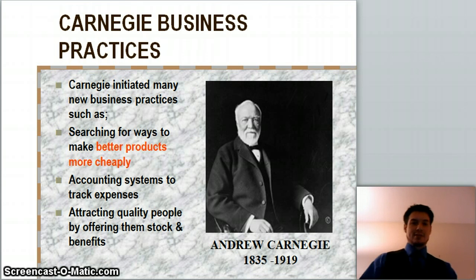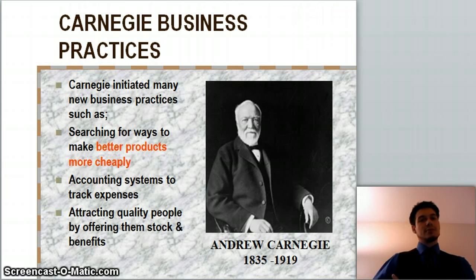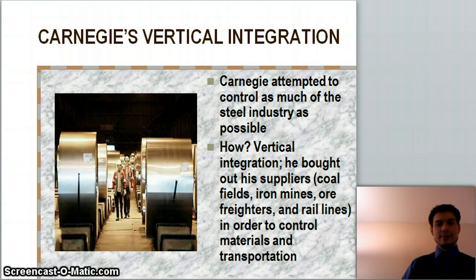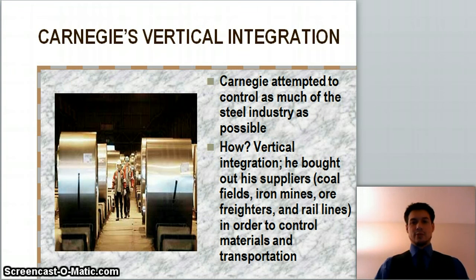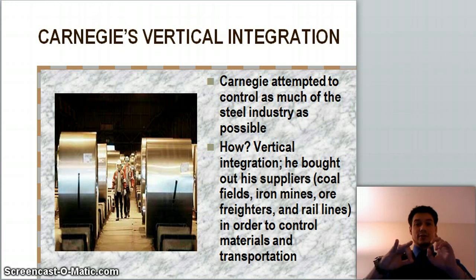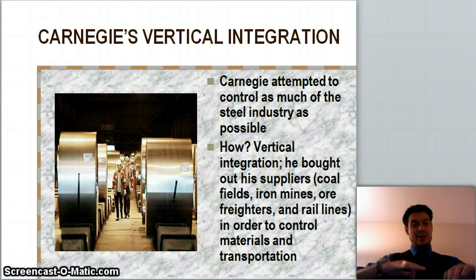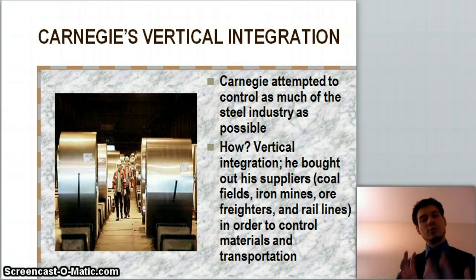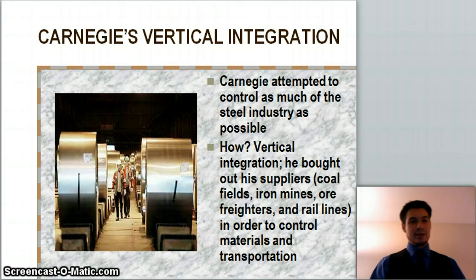And he had great business practices. He initiated new things like trying to make better products more cheaply, which he did. He also used accounting systems to track expenses. He attracted quality people by offering them stock and benefits. And you can see him here. He offers vertical integration, where he attempted to control as much of the steel industry as possible. Vertical integration means he bought out all his suppliers, coal fields, iron mines, ore freighters, and rail lines in order to control the materials and transportation.